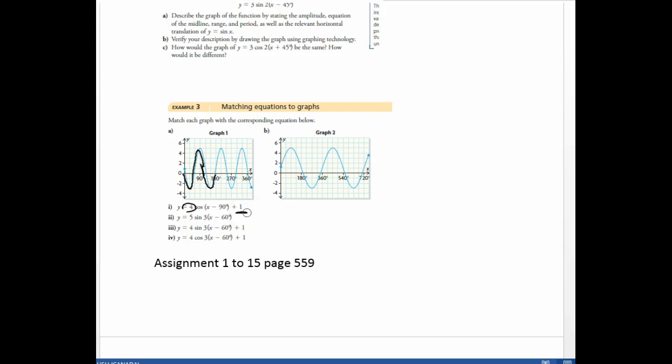Okay, so in our first equation, if our amp is 4, but we moved up 1, that means it should be going as high as 5, and then as low as 1. So it could be this one or this one, right? Then we just have to decide if it's a sine graph or a cos graph, right?